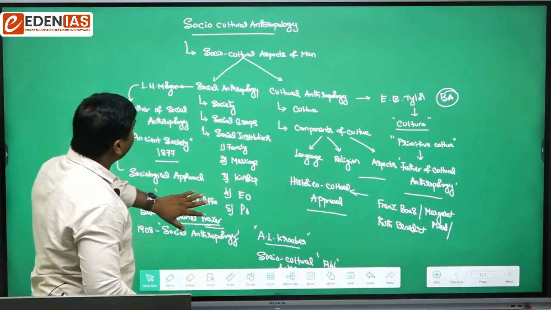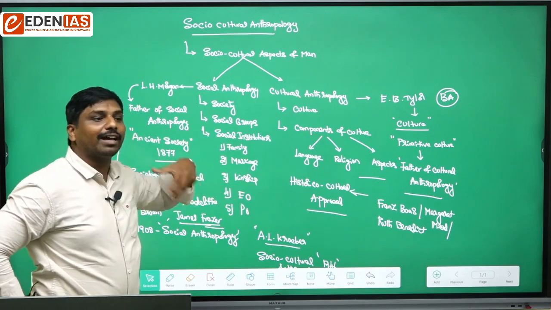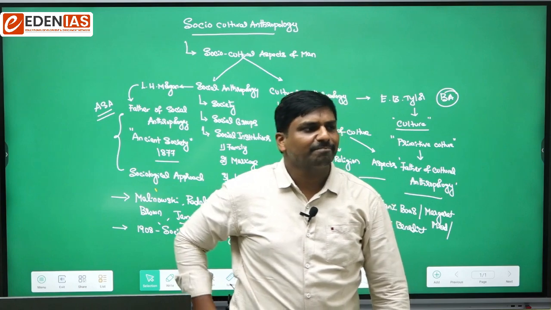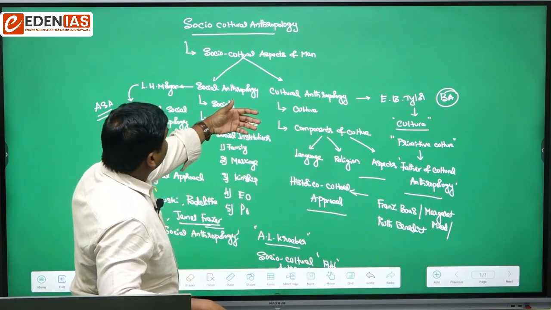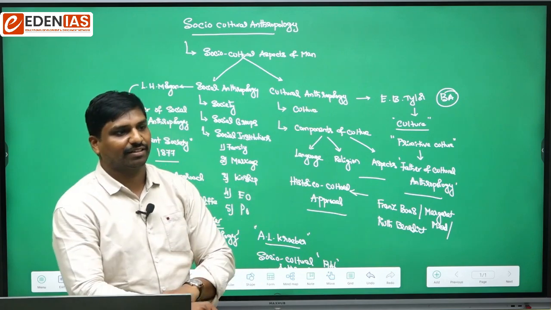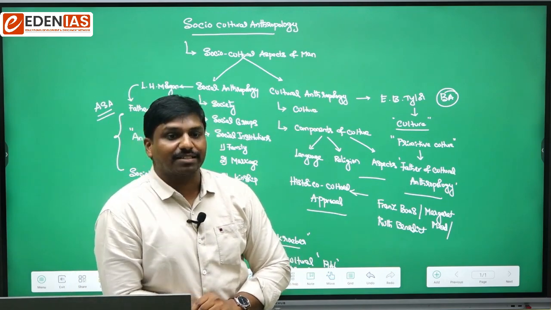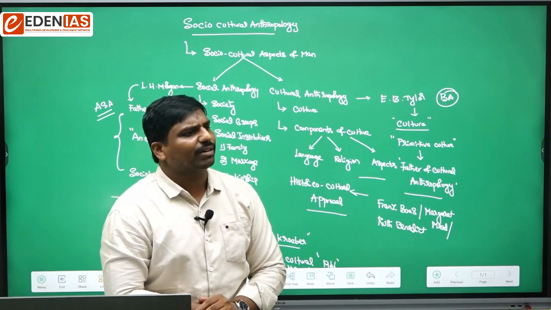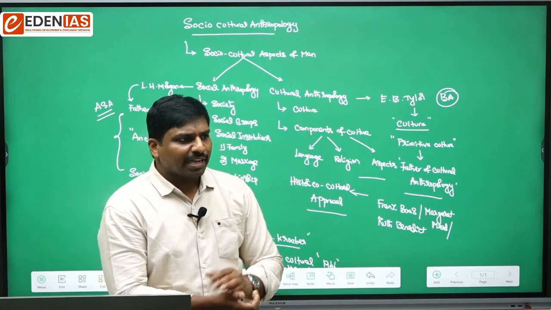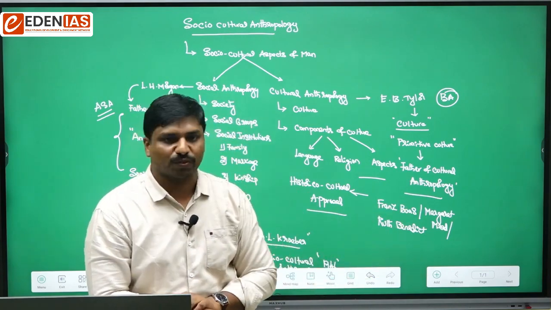So with this introduction, let's move on and begin our first lecture as part of sociocultural anthropology, right? First, we have to understand both aspects: what is society and what is culture. Before we understand what is society, let us try to understand what is culture. It is very important to understand culture, and then let's progress to society.